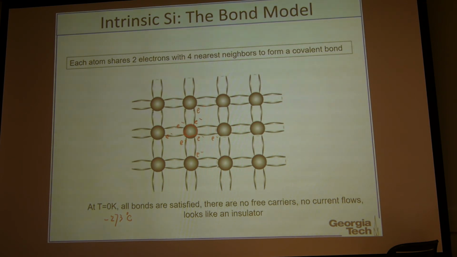If the electrons are bonded with each other, that means the electrons cannot move under the external electric field. Then the silicon looks like an insulator, because all the electrons are local, they are bonded, they cannot move. So then there's no free carrier, no free electron. No free electron, no current flow, so then it's like an insulator. This is only true at T equals 0 Kelvin. That means it will not exist in reality, because in reality you cannot reach that temperature.